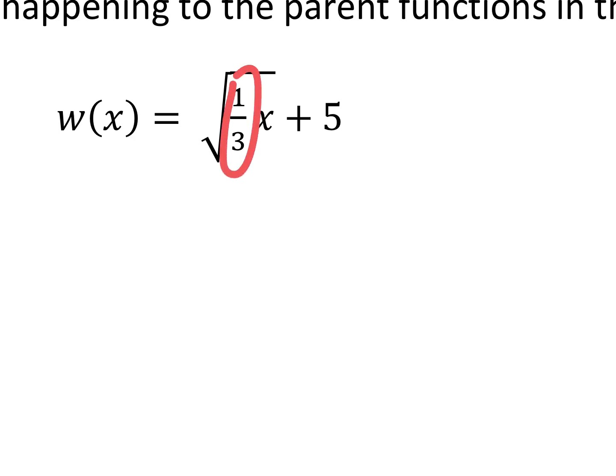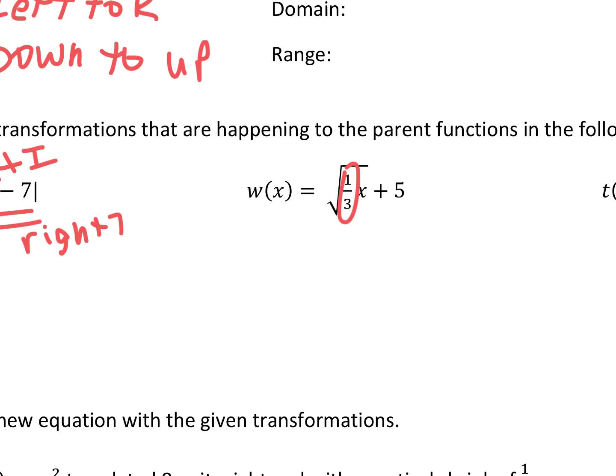This one's on the inside. Seems like it's going to make it smaller. Actually makes it bigger. Because it's on the inside. They do the opposite of what you think.